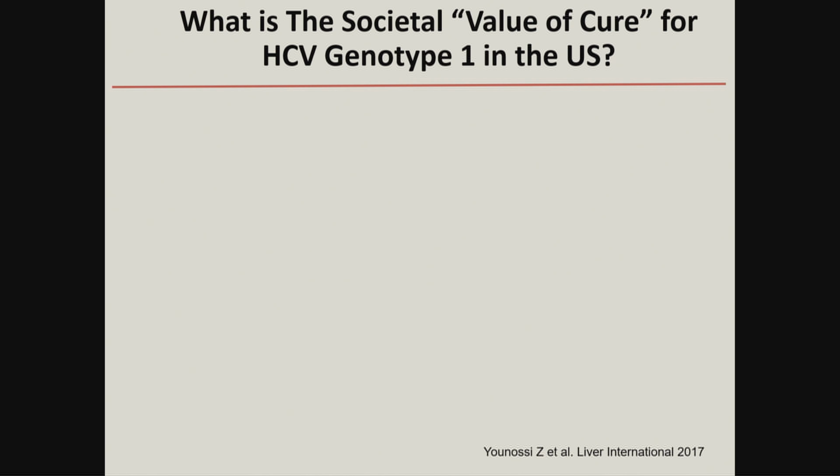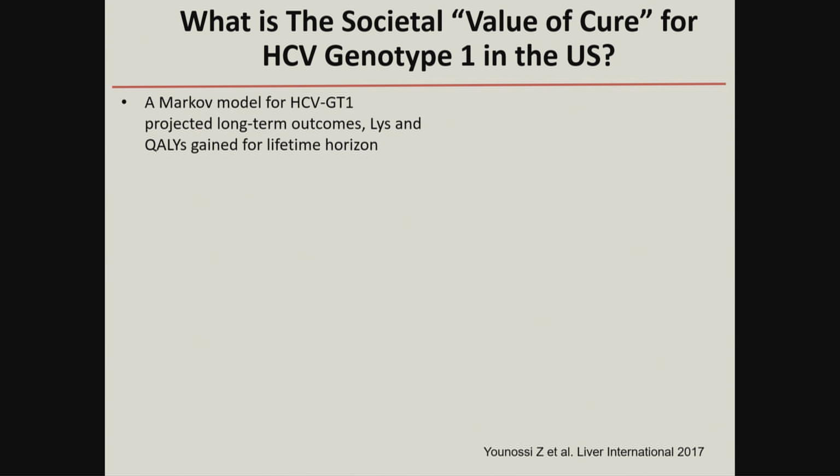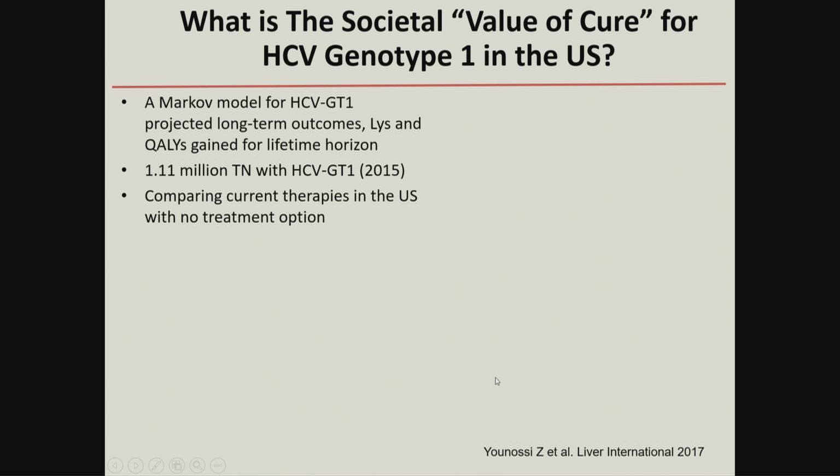Finally, let's just summarize this in terms of a study that we did looking at value of cure. And value of cure, of course, looks at not only the cost of treatment, but also the outcomes. And the outcomes are not only improvement in terms of mortality, but also improvement in terms of quality of life. We modeled this using HCV genotype 1 in patients with hepatitis C in the United States, and we used a Markov model. 1.1 million treatment-naive hepatitis C patients were estimated to exist in 2015 in the United States, and we compared regimens that were approved and only focused on genotype 1 patients.